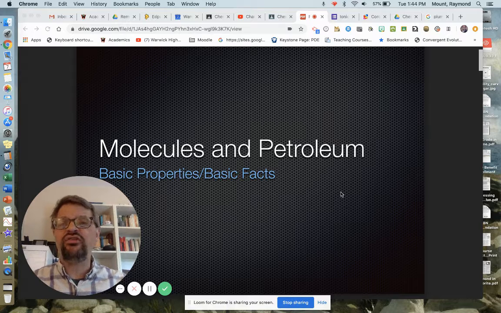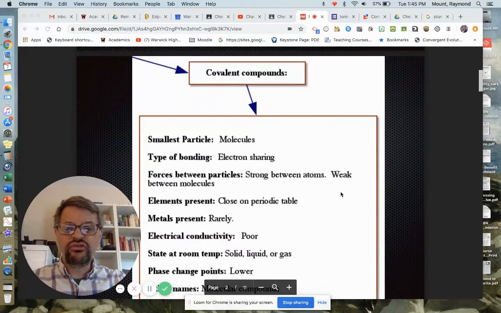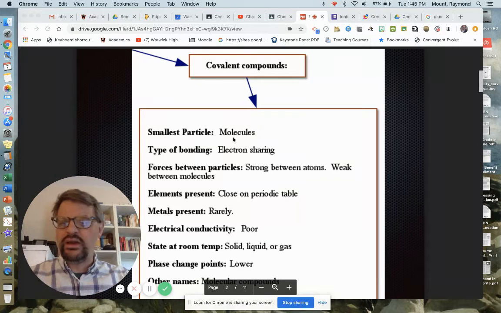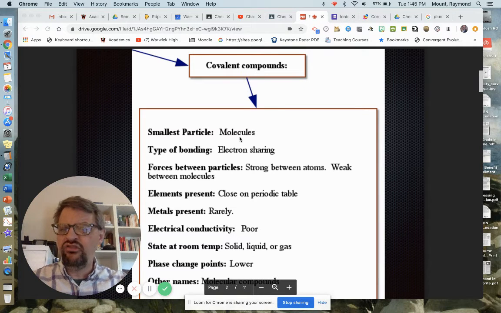In today's lesson, you're going to look at some of the basic properties of petroleum. There are two other videos to look at in addition to this one. Just to review, covalent compounds are molecules. And again, that's what we're going to be focusing on over the next couple of weeks. When atoms bond to make a molecule, they do so by sharing electrons. There are weak attractions between molecules.